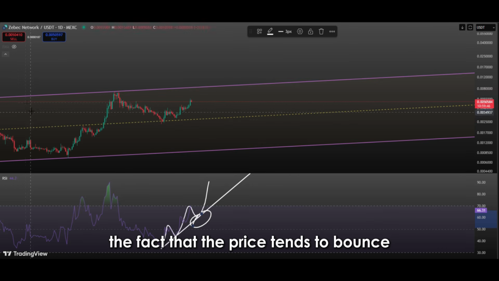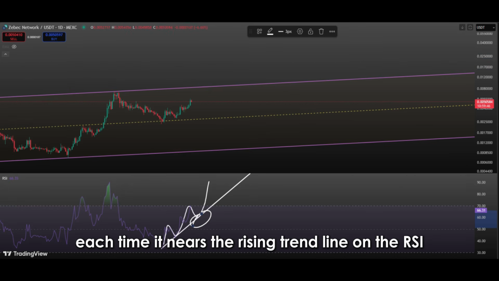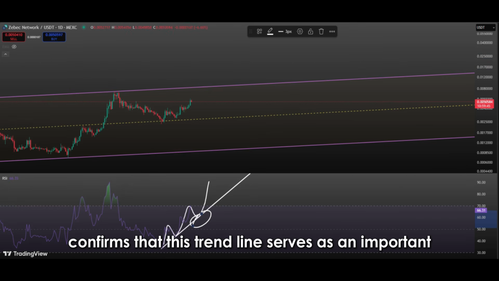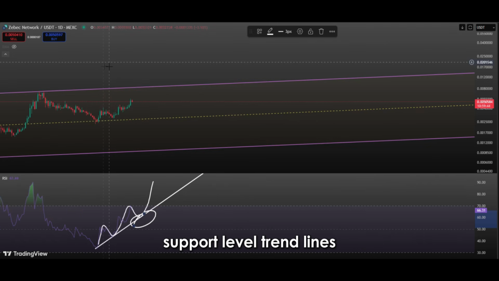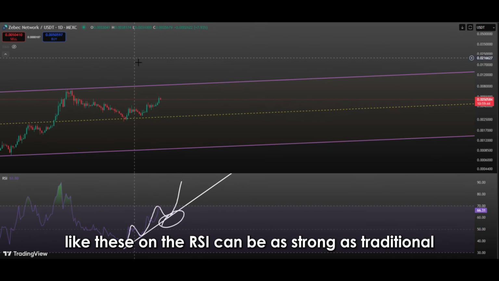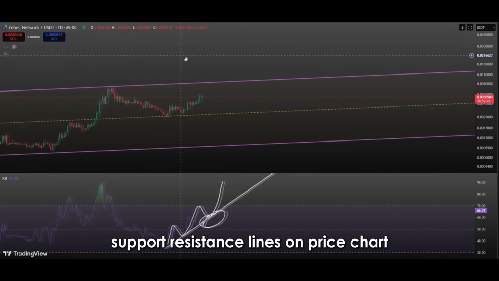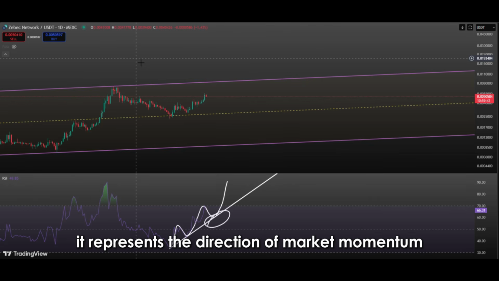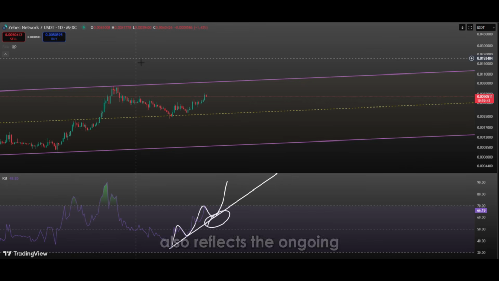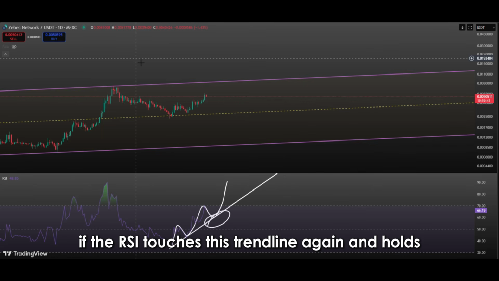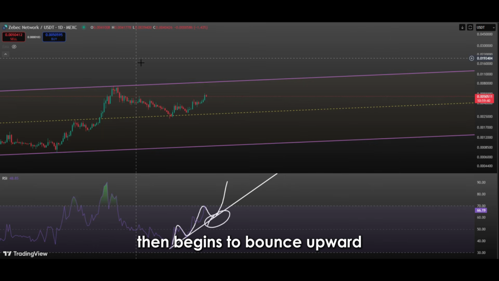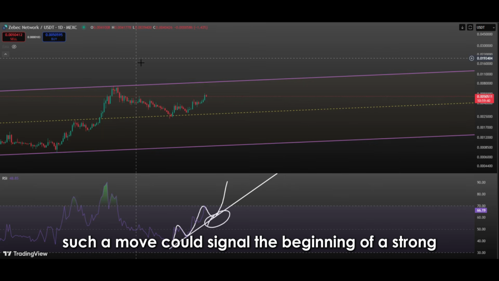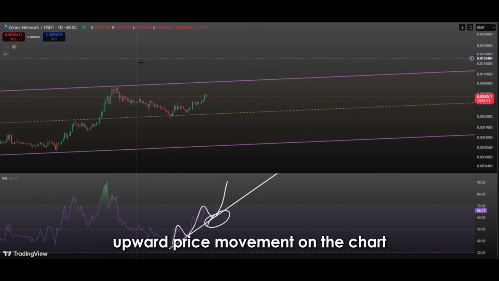The fact that the price tends to bounce each time it nears the rising trend line on the RSI confirms that this trend line serves as an important support level. Trend lines like these on the RSI can be as strong as traditional support-resistance lines on price charts. Since RSI is a momentum indicator, it represents the direction of market momentum. Therefore, this rising trend line also reflects the ongoing upward momentum in the market. If the RSI touches this trend line again and holds, then begins to bounce upward, such a move could signal the beginning of a strong upward price movement on the chart.